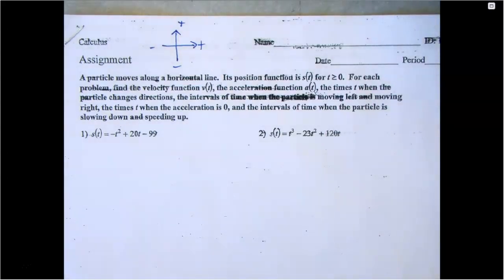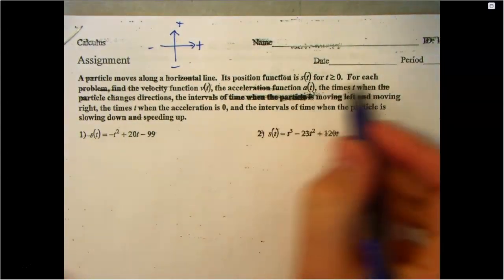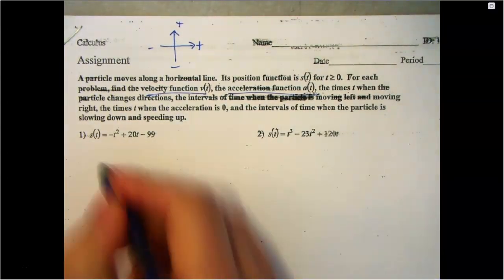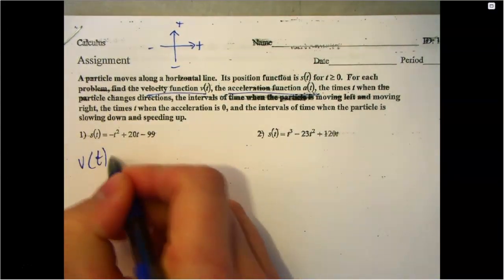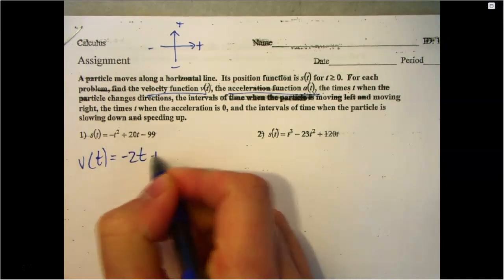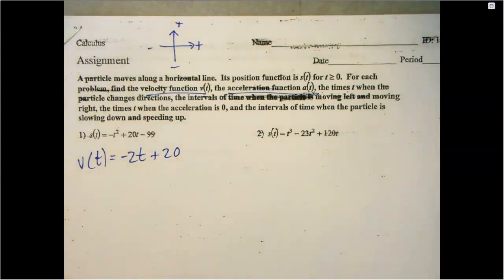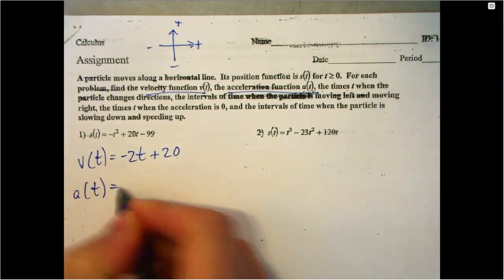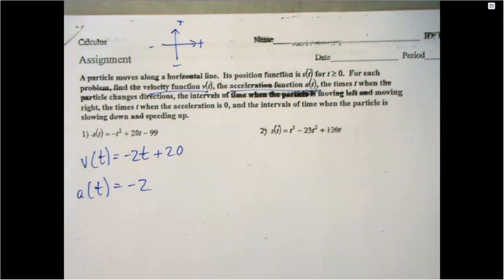So let's just do number one and go through all these things. For each problem, find the velocity function and the acceleration function. For number one, velocity is just the derivative, so negative 2t plus 20. And the acceleration is the derivative of that, so negative 2.